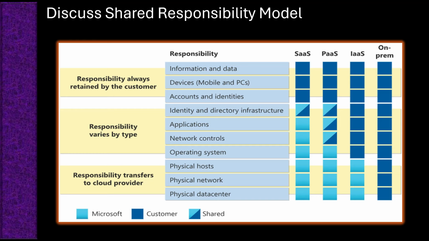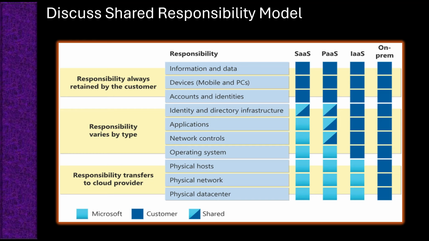When customers consume PaaS, it offers a platform where customers can build, deploy, and run applications without managing the underlying infrastructure or the operating system. For example, if a customer is using Azure App Services to deploy a web application, the cloud provider manages the OS and the runtime environment, but the customer is responsible for securing the application, its code, and the data they process.